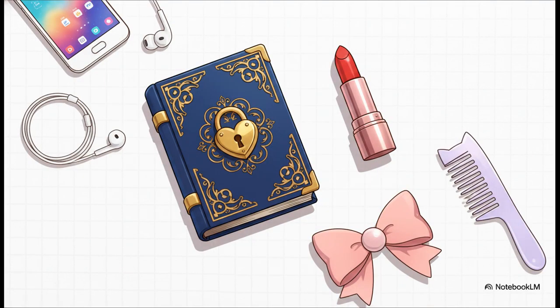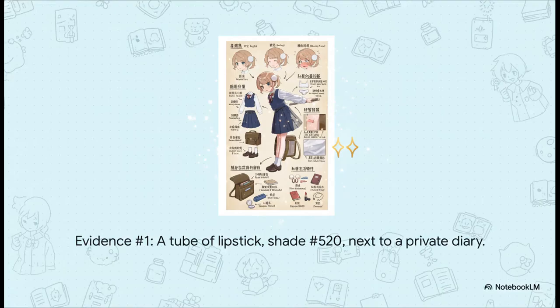As you start looking through dozens of these blueprints, you begin to see these patterns. The same items appear again and again. A tube of lipstick, very often shade number 520. A private diary, sometimes locked. And of course, the usual stuff. Phones, headphones, and hair accessories. Here's our first piece of evidence. Notice the two key items sitting right next to each other. The lipstick, explicitly labeled number 520, and a private diary.